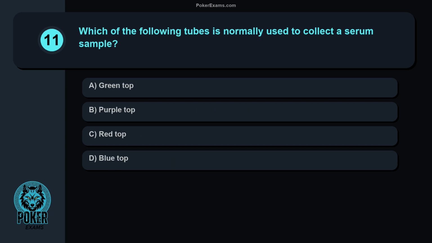Question 11. Which of the following tubes is normally used to collect a serum sample? Green top, purple top, red top, blue top.